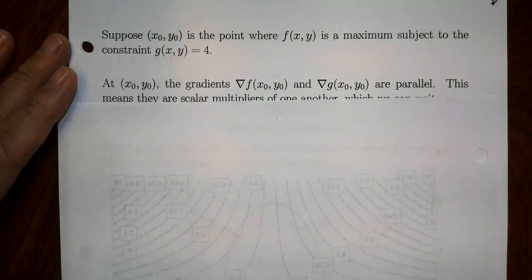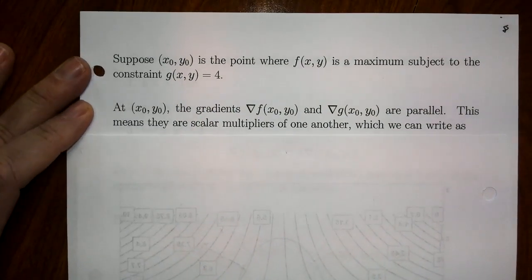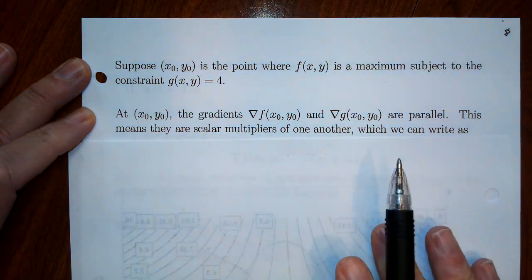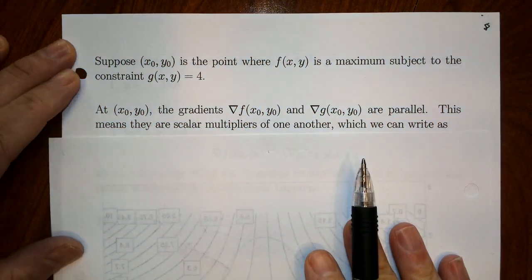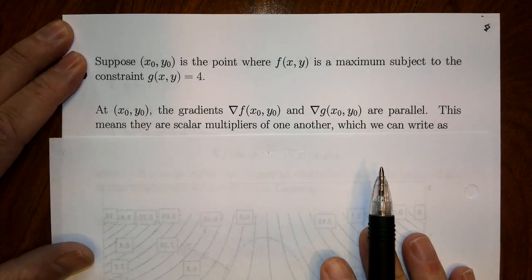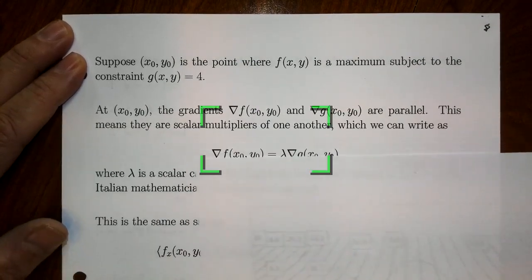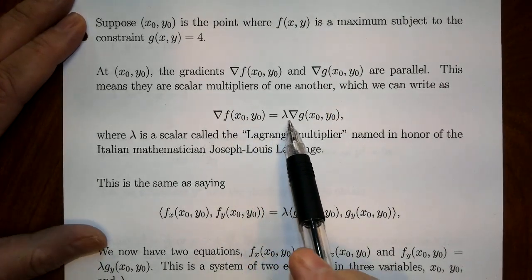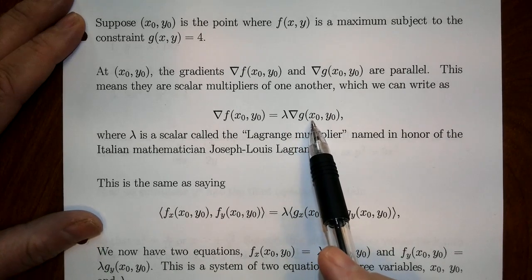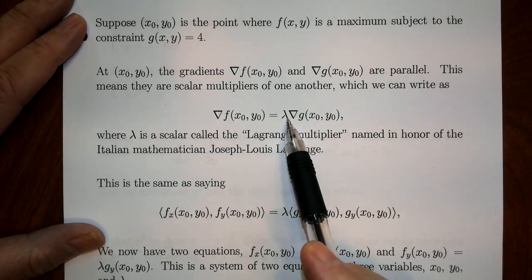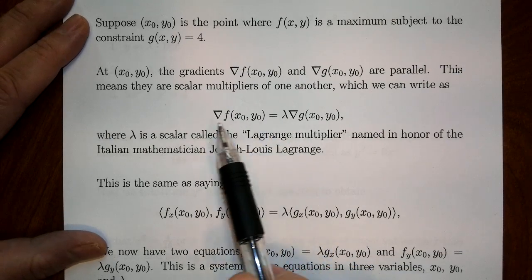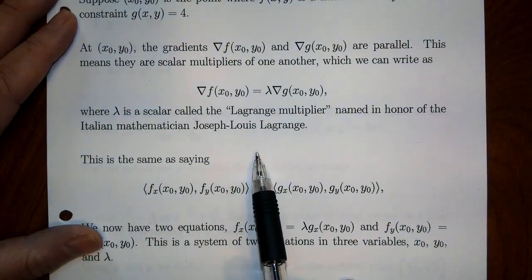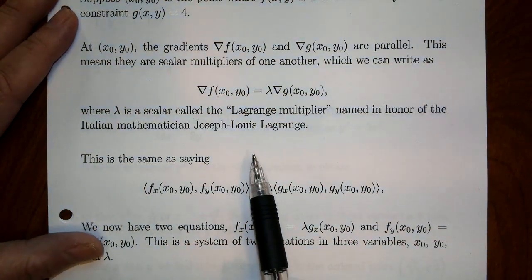are parallel. So at the points where we're finding our maximum, at that point, the gradient of f and the gradient of g are parallel. This means they are scalar multiples of each other, which we can write as the gradient of f at x naught, y naught is lambda times the gradient of g at x naught, y naught. Lambda is just the stretching factor. We use the Greek letter lambda. It stands for Lagrange multiplier, named in honor of the Italian mathematician Joseph Louis Lagrange.